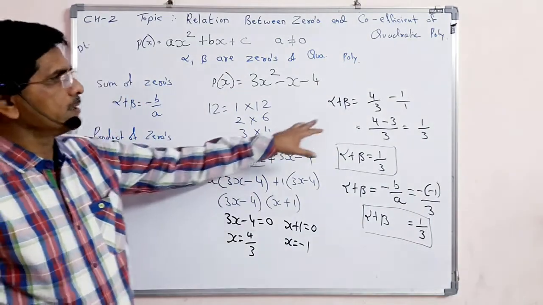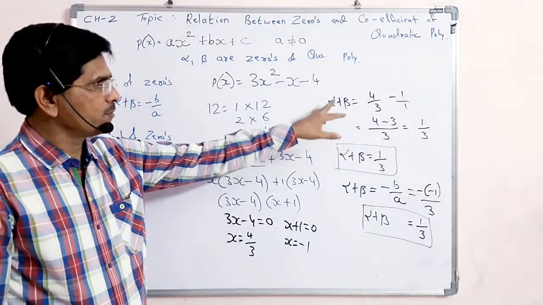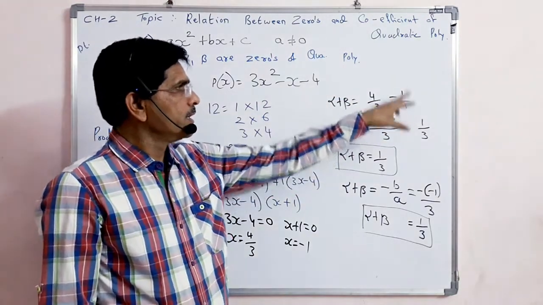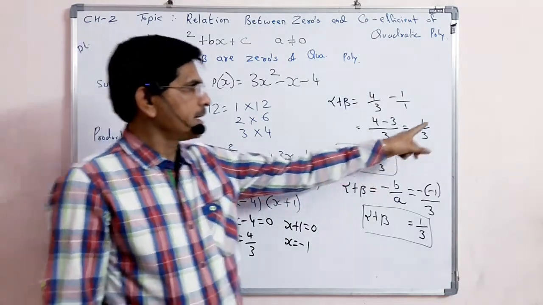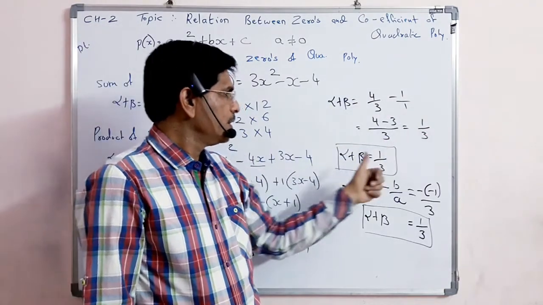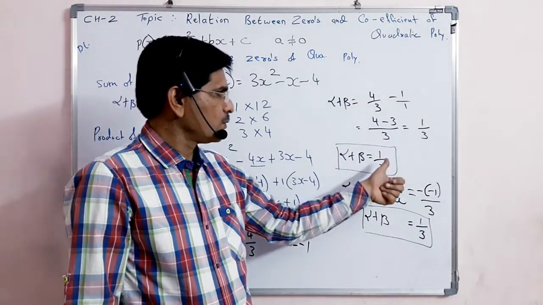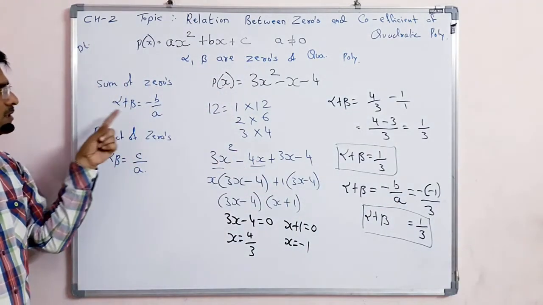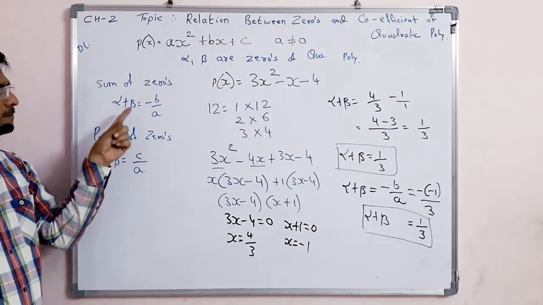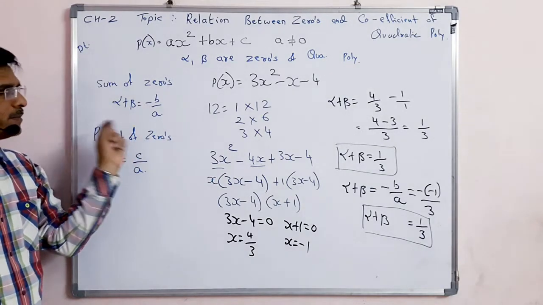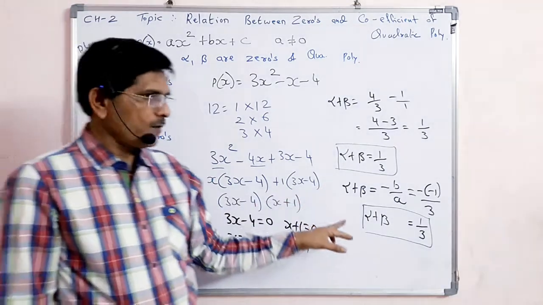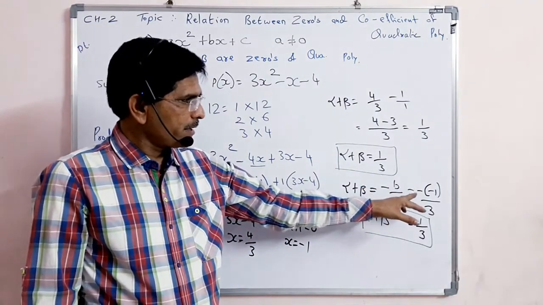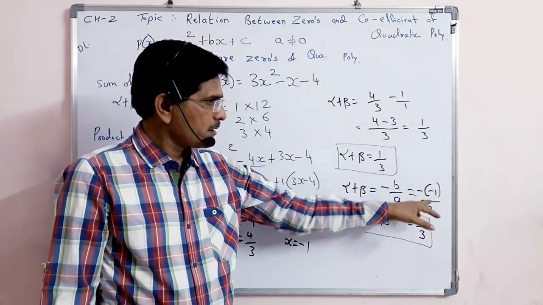Now we have to find the sum of zeros. The sum of zeros, alpha plus beta, is 4 by 3 minus 1. If we simplify, we get the answer 1 by 3. So alpha plus beta is equal to 1 by 3. Now using the formula, alpha plus beta is equal to minus b by a, which is minus in bracket minus 1 upon 3.